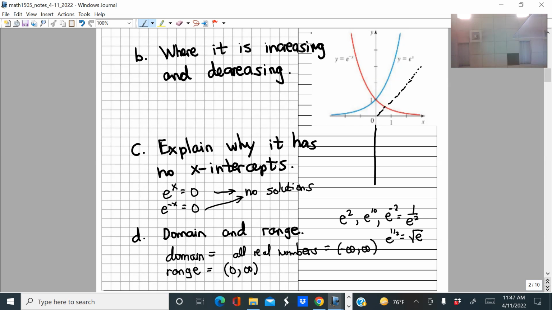You all did this on the test pretty well, actually. So what do we do? We take this and rotate it around this 45-degree line. So this point is 0, 1. That's going to get rotated to 1, 0. So I know this point is on there. And then the rest of the curve, I'm just going to have to guess at here, but I think it looks something like this. So there's the inverse function.